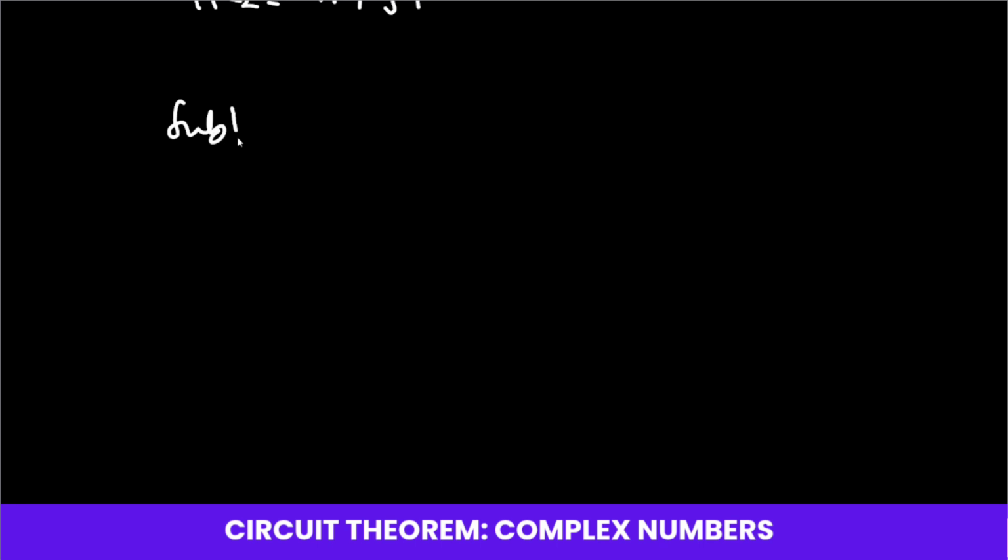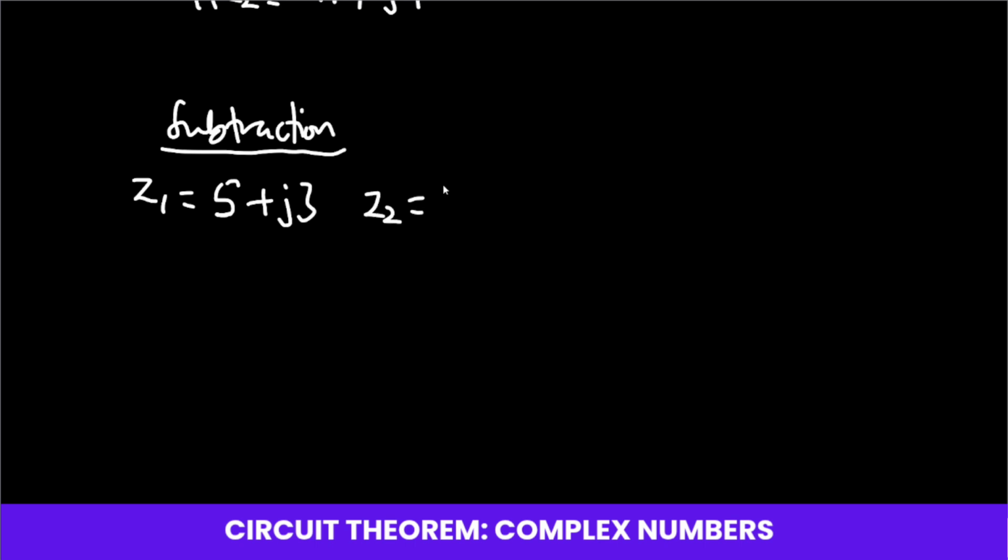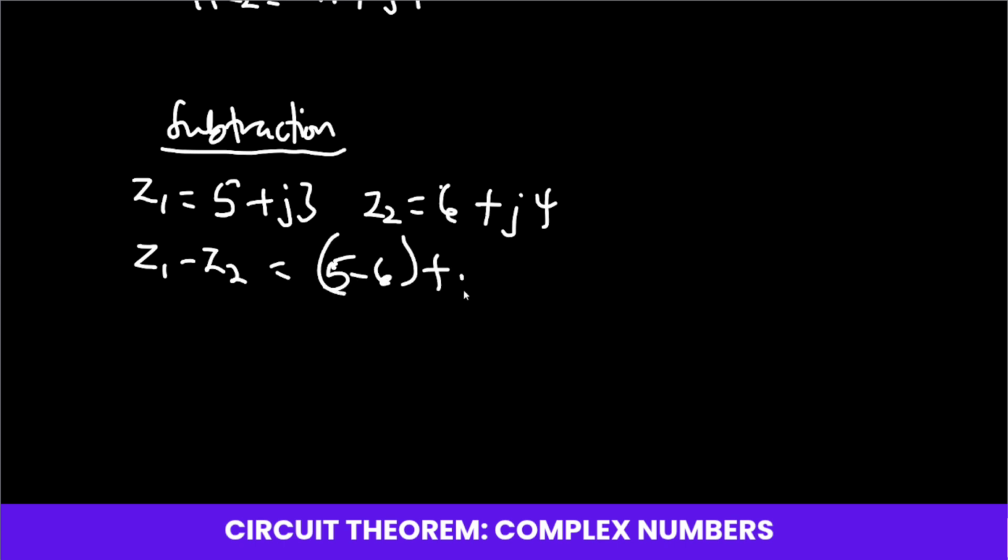Okay, so now let's talk about subtraction. Subtraction is just like the addition, but just that you are going to use the minus sign. So say z1 is equal to 5 plus j3 and z2 is equal to say 6 plus j4. Hence the difference, or we are taking z2 from z1, is going to give us 5 minus 6 for the real part, and j of 3 minus 4 for the imaginary part. So we have negative 1 minus j, and that is our solution for our subtraction.